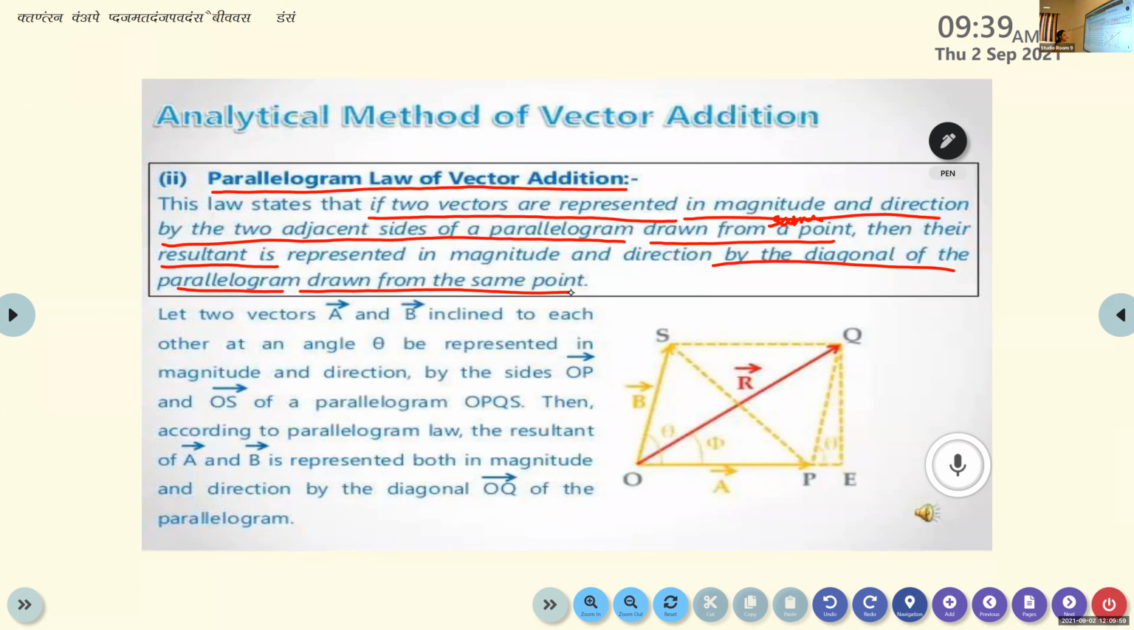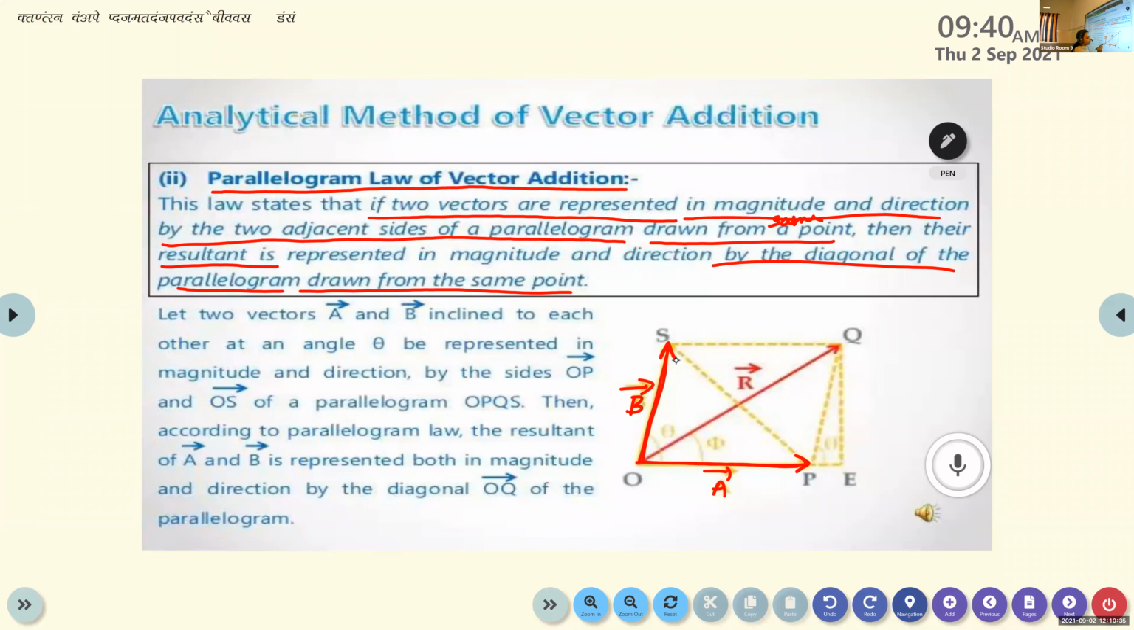Parallelogram law of vector addition. The parallelogram law of vector addition states that if two vectors, vector A and vector B, represent the magnitude and direction of the two adjacent sides of a parallelogram. Adjacent side means two nearby sides of a parallelogram.